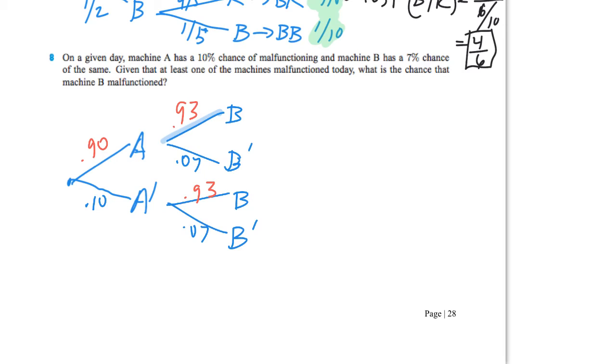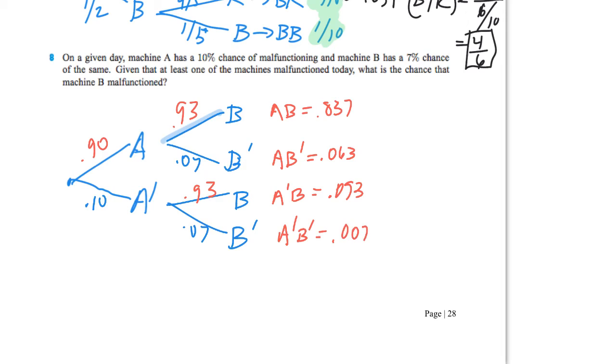Given that at least one of the machines malfunctioned today, what's the chance that it was machine B? Okay, so let's write out the outcomes. AB would be both worked. AB prime would be A works, B doesn't. A prime B, A doesn't work, B does. A prime B prime. And then if we multiply our branches here, we have 0.837, 0.063, 0.093, and 0.007.